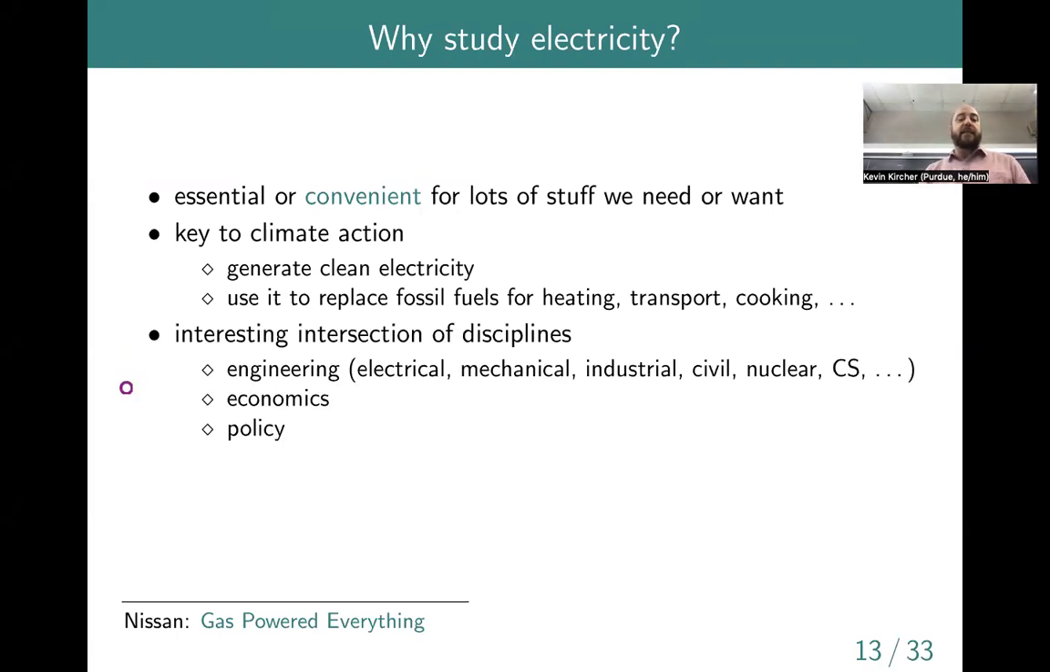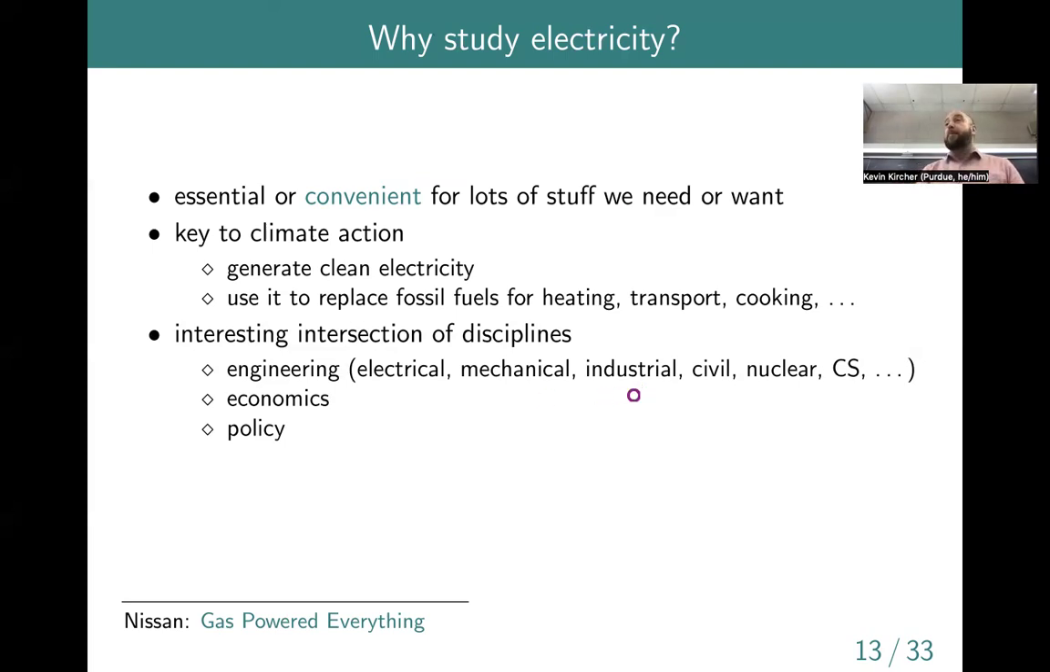And then I think that the electricity sector is just a fascinating intersection of disciplines. Certainly there's a lot of technical work that goes into understanding electricity from many engineering disciplines. Electrical engineering, obviously, but also mechanical engineering has a lot to do with construction of power plants, vehicles, things like that.